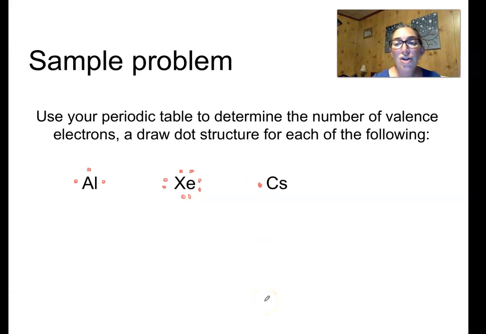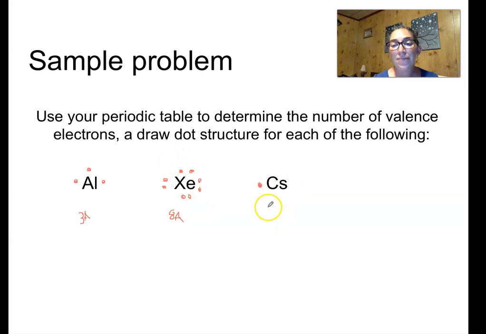Alrighty, so these would be the correct answers. Aluminum on your periodic table is in group 3. Group 3A, I'll say. All right, which means it has 3 valence electrons, so I've drawn 3 single electrons around it. It's not particularly important which sides you draw them on, but they should be 3 single ones. Xenon is in group 8A on the periodic table. It's what we call a noble gas, and it has 8 valence electrons, so I just went ahead and drew 2 on each of the 4 sides.